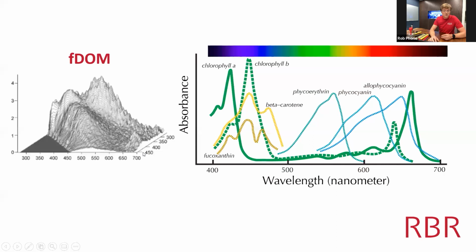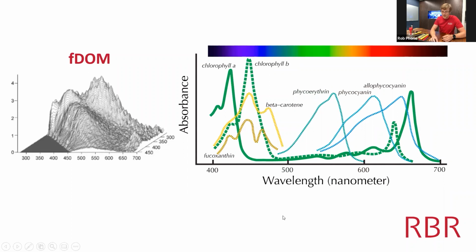Another parameter people look at is dissolved organic matter. There's a huge variety of molecules that fluoresce. Here we have an example of an excitation and emission matrix showing quite a few of the different dissolved organic molecule compounds. One thing to note is that many of these molecules require excitation deeper in the UV, as you can see here. Some of these peaks are excited down at around 300 nanometers.